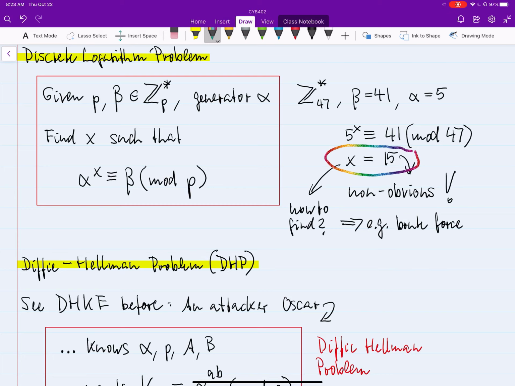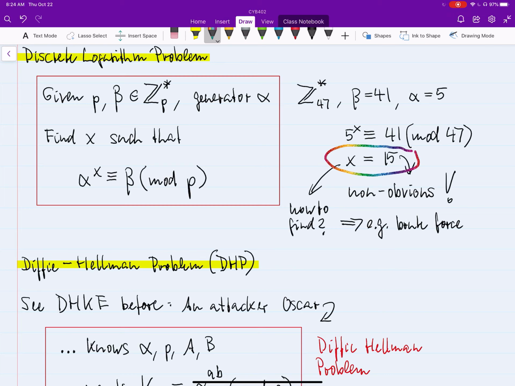What that means is that in a brute force scenario, remember that we have 46 such x's, mapping to 46 elements. So we need to compute 5 to each of the values from 1 all the way up to 46 and compute the corresponding betas. Each time we do that, we get a different beta, and we see what the x is once we arrive at a beta of 41. So this is the problem to be solved here.